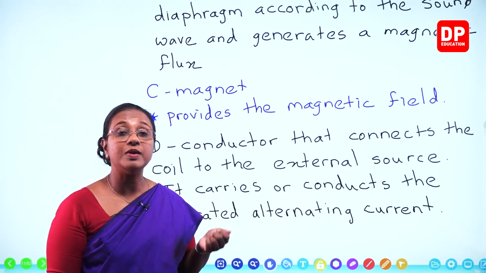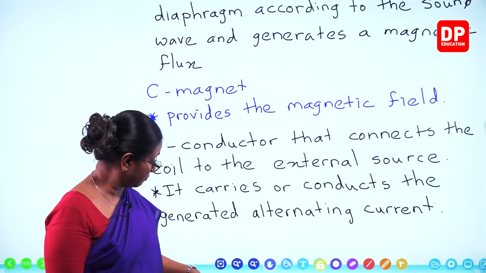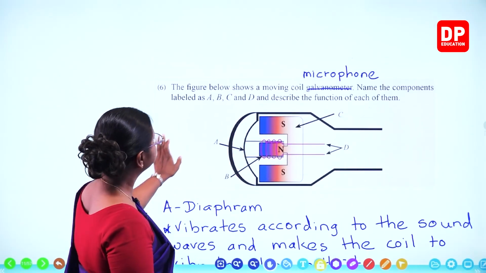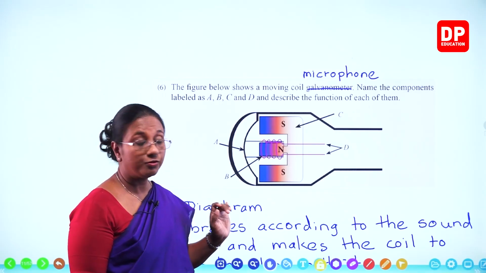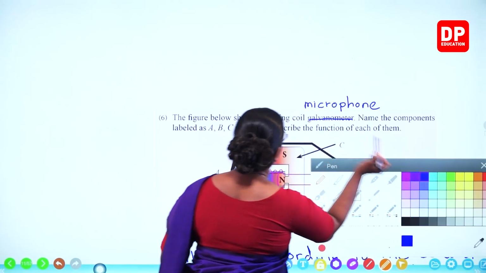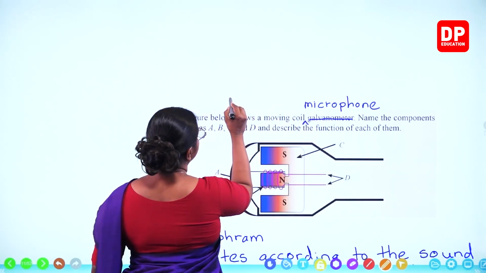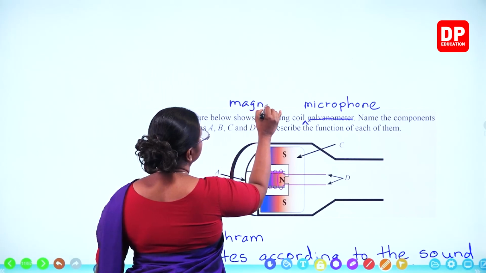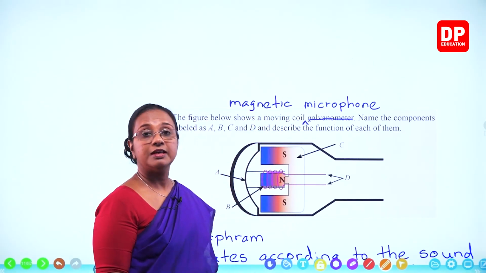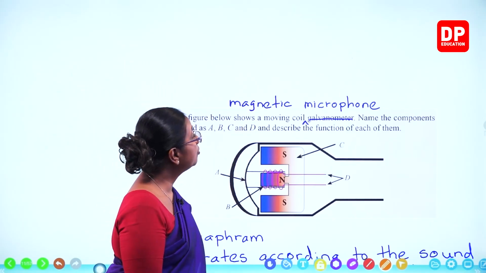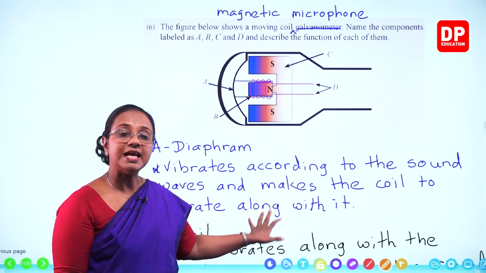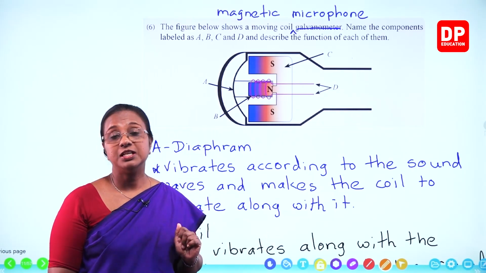So those are the parts or the components of a moving coil microphone, or what you can call a moving coil magnetic microphone. I can add that also to this. You can remember the term moving coil microphone, or we call it moving coil magnetic microphone. So anyway, this is not a galvanometer. It is a moving coil magnetic microphone. Is that clear, student?